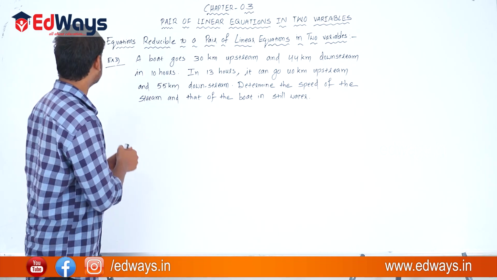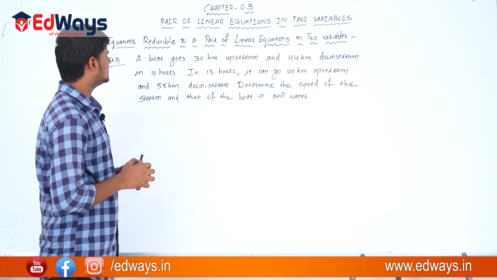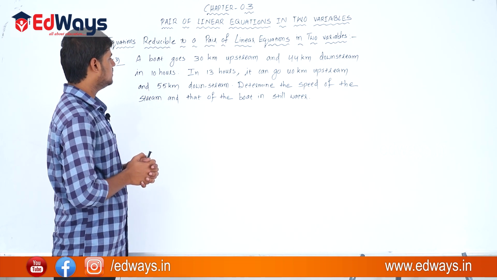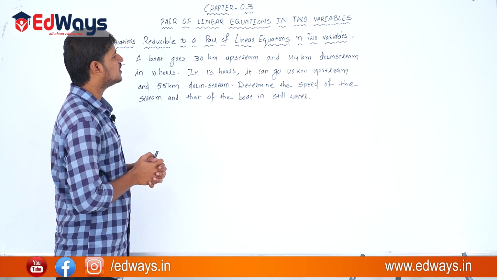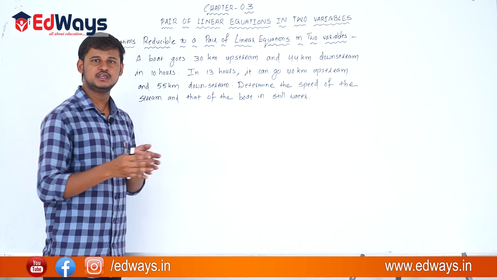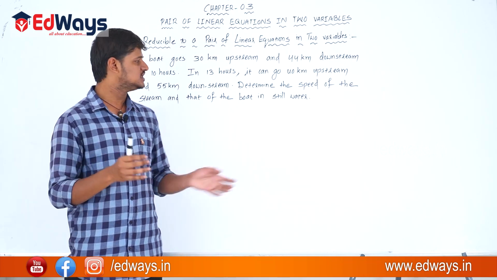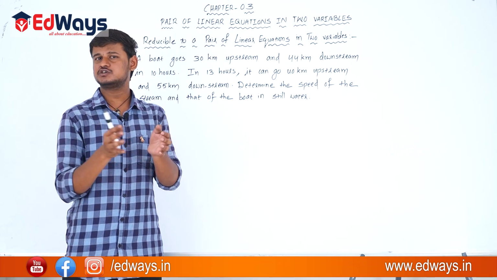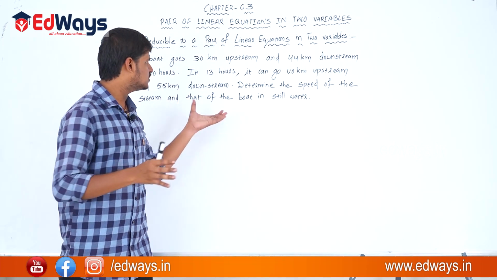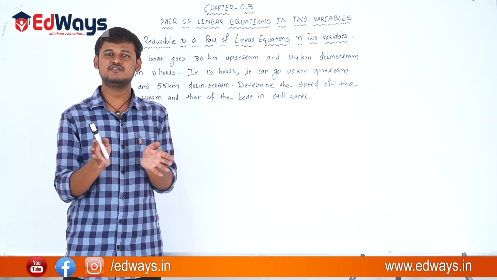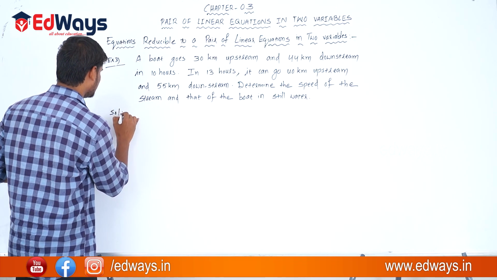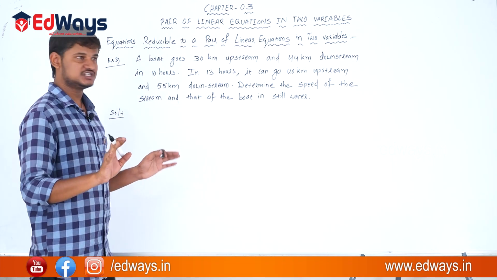So here the given example 3 was: a boat goes 30 kilometers upstream and 44 kilometers downstream in 10 hours, and in 13 hours it can go 40 kilometers upstream and 55 kilometers downstream. Determine the speed of the stream and the speed of the boat in still water. This type of question is very important. If you can interpret the question well, you can easily solve it. Let me explain how we consider the situations here.